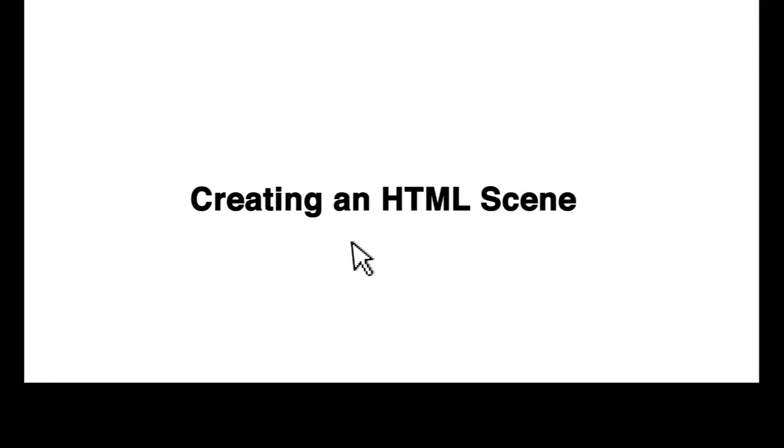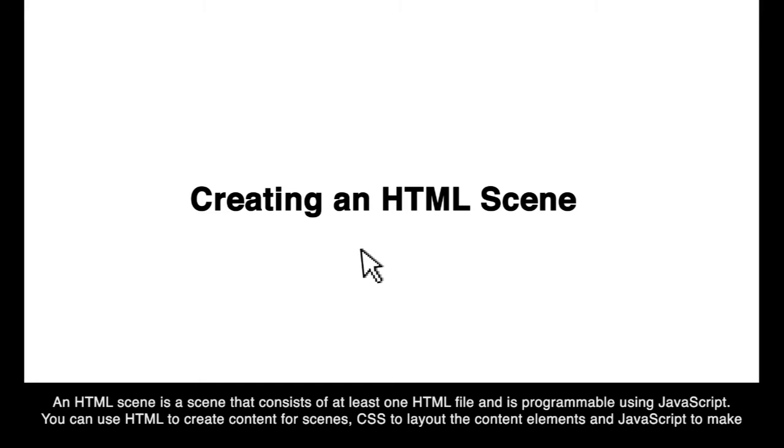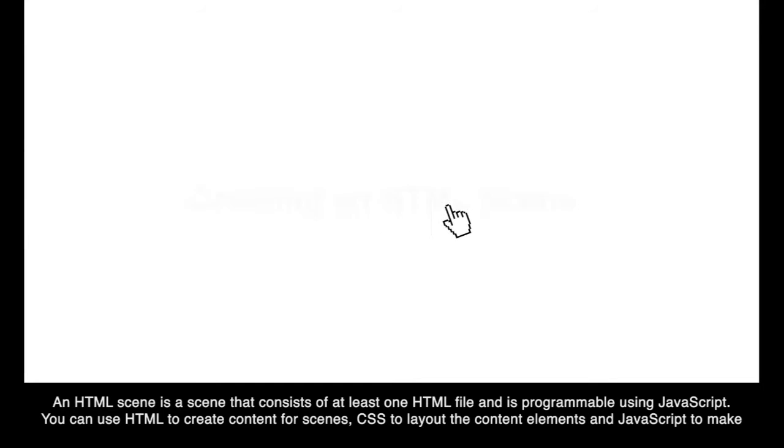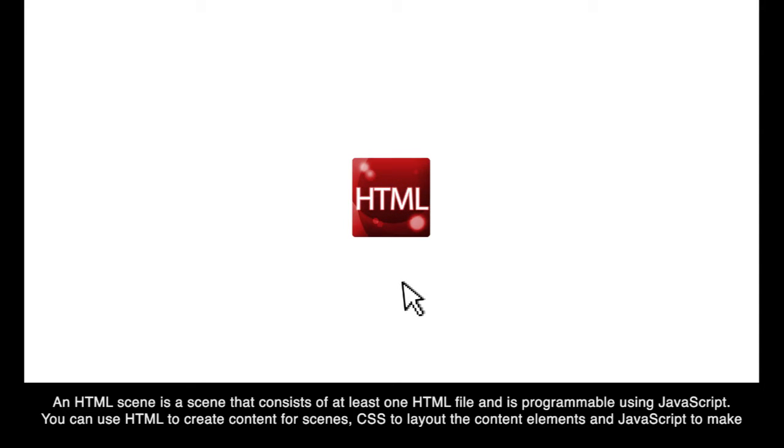Creating an HTML scene. An HTML scene is a scene that consists of at least one HTML file and is programmable using JavaScript. You can use HTML to create content for scenes, CSS to lay out the content elements, and JavaScript to make the content elements dynamic.